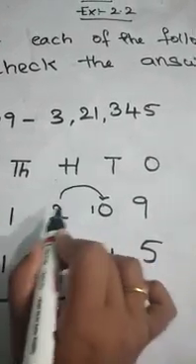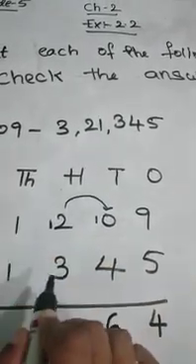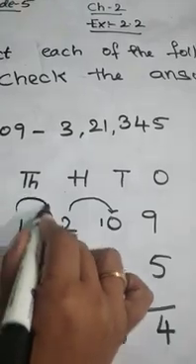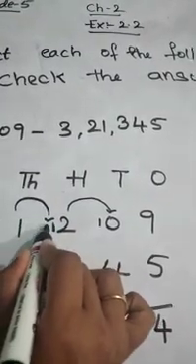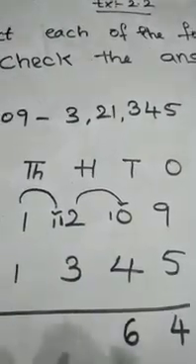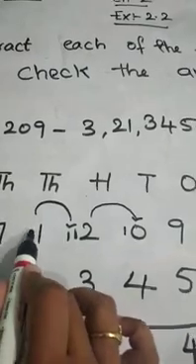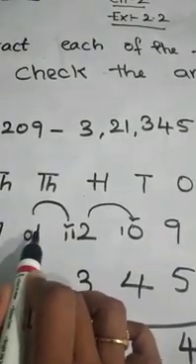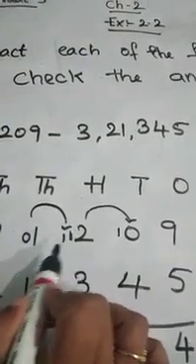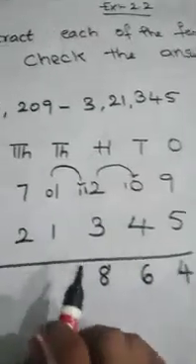We have borrowed from 2, so now this 2 will become 1. We cannot do 1 minus 3, so we have to borrow again from 1. So this 1 will become 11. 11 minus 3 is 8. Now this 1 will become 0 because it has given a borrow.